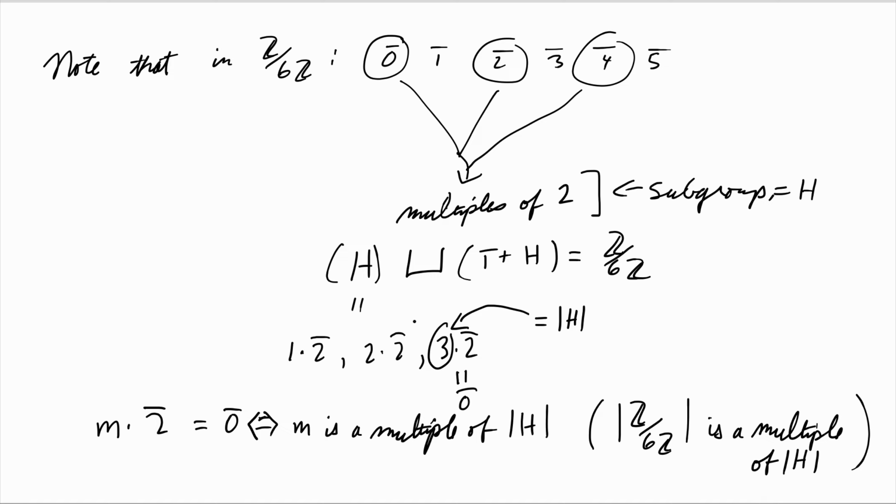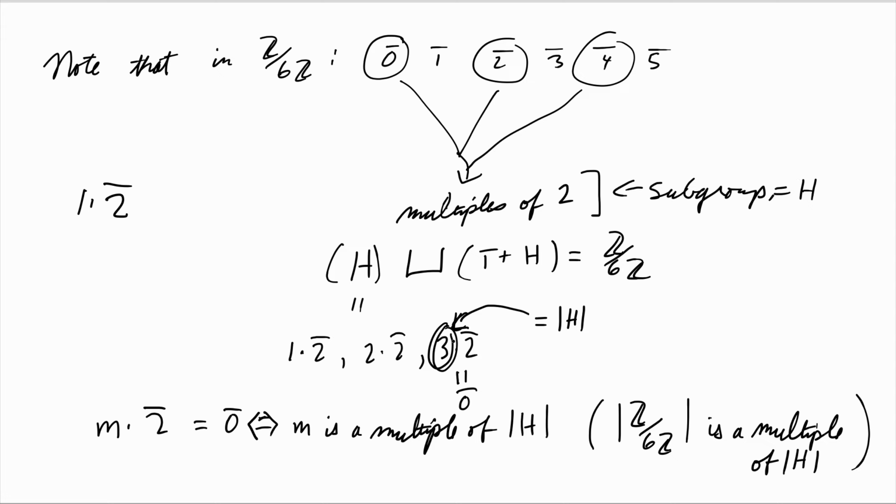Notice that as we're looking at this, we have this particular subgroup H. If we're thinking about repeating, adding by a certain element, like for instance 2 bar, this is just multiples of 2 bar, that's what we have right here. And notice that the first multiple of 2 bar that actually gives us the identity is 3, which is the size of the subgroup H.